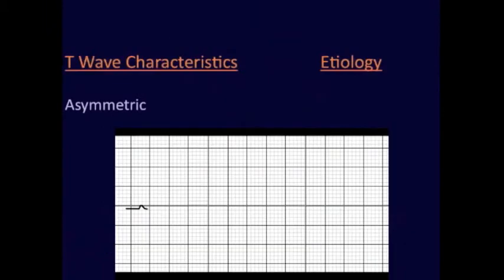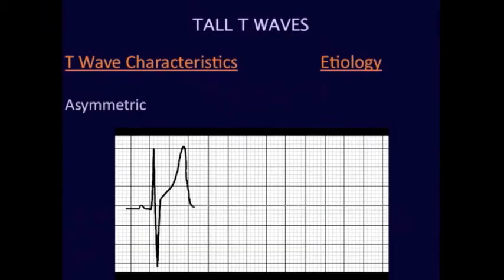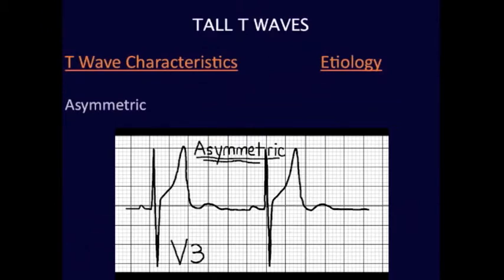Asymmetric tall T waves that are not narrow tend to be more characteristic of which of the following? Is it hyperkalemia, hyperacute ischemia, or normal variant? Asymmetric tall T waves that are not narrow. These tend to be more characteristic of normal variant T waves.